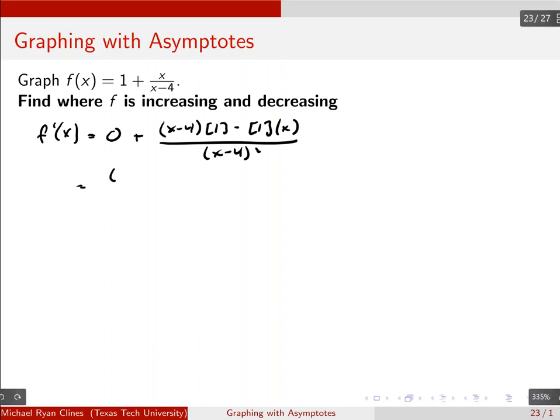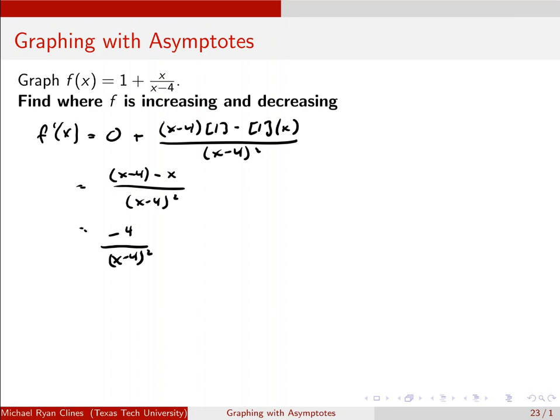Well, this is just equal to x minus 4 minus x over x minus 4 squared, which is just equal to negative 4 over x minus 4 squared. Now, to find where it's increasing or decreasing, we need to determine the critical points.